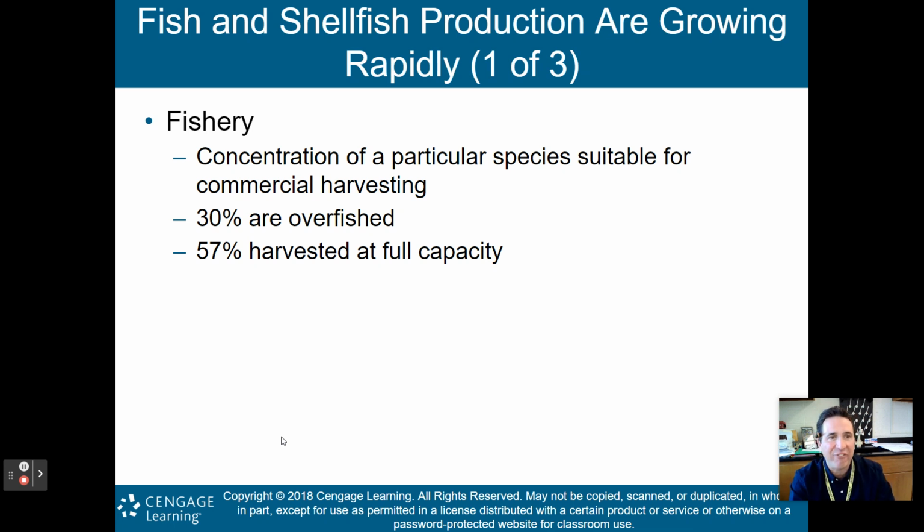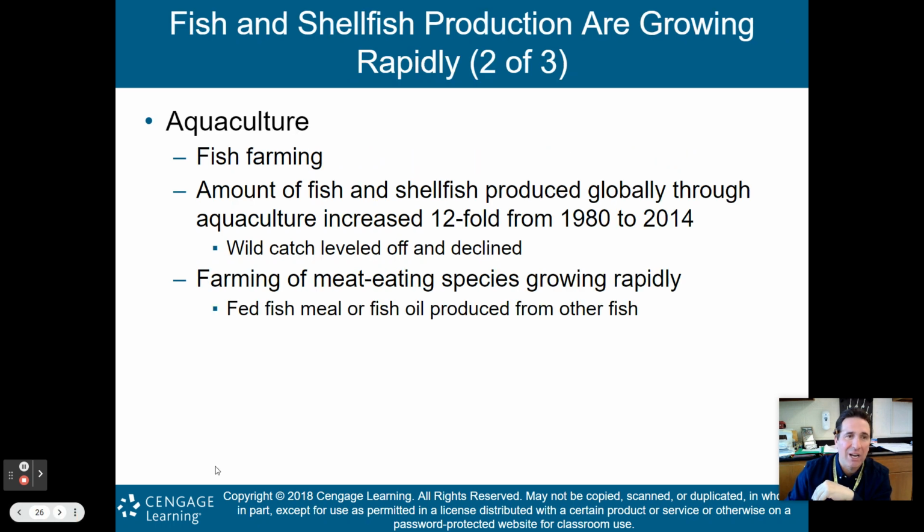What is a fishery? A fishery is a concentration of a particular species suitable for commercial harvesting. They're areas offshore in the ocean where a particular species of fish seem to hang out, and then we go there and we catch them, right? However, 30% of our fisheries around the world are being overfished, with 50% of them already harvested at full capacity. So we have to figure out other ways to get our fish products, and we have, otherwise known as aquaculture.